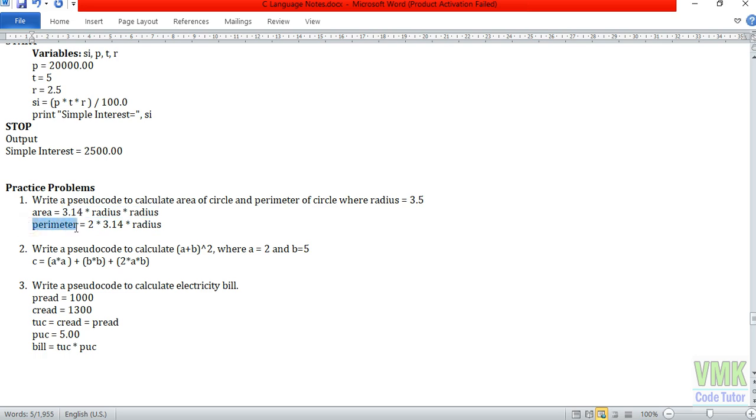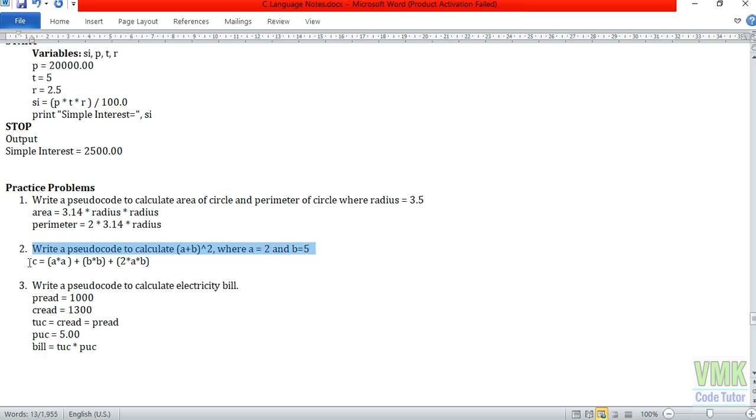Perimeter, how to calculate it? Perimeter means 2 pi r, 2 into pi, which is 3.14, into radius. Okay. So you have to write the pseudocode for this one. Similarly, write a pseudocode to calculate a plus b whole square, where a is equal to 2 and b is equal to 5.